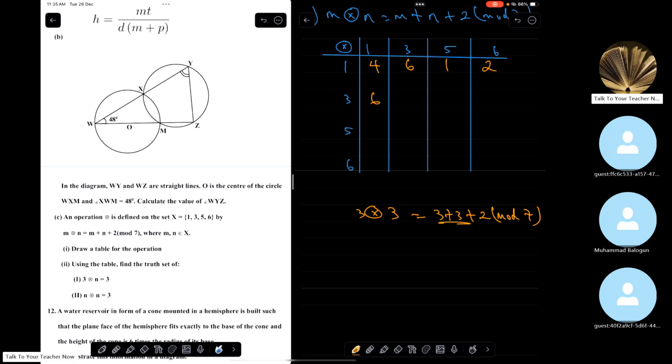Before you go, check this answer. That's 1. 3 plus 3 is 6, plus 2, 8. 8 minus 7, 1. So it should be 1.